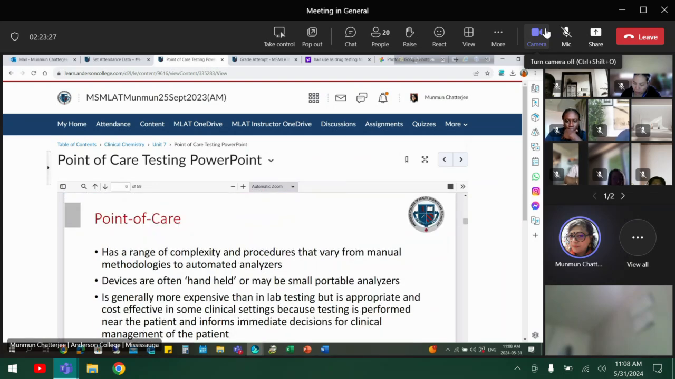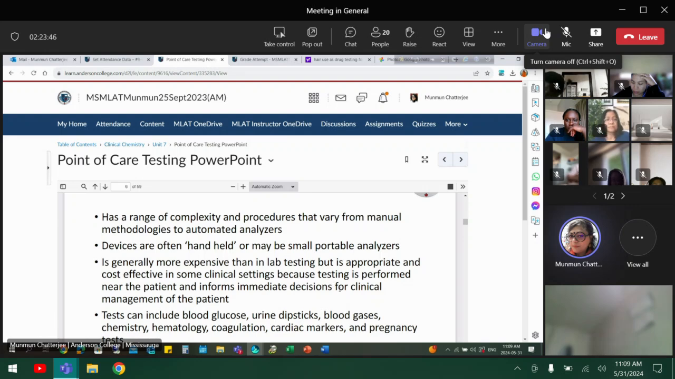Point of care has a range of complexity, and procedures vary from manual methodologies to automated analyzers. There is a huge difference. So devices are often called handheld or maybe small portable analyzers. These are more expensive than lab testing, but appropriate and cost effective in some clinical settings because testing is performed near the patient and informs immediate decisions for clinical management of the patient.